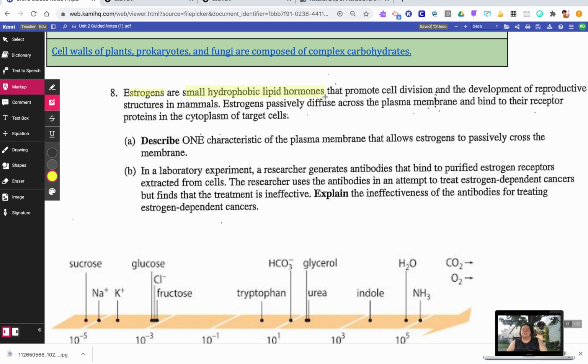What estrogens can do, they're like growth factors. So they're involved in cell signaling. They're hormones. They tell the cells to do things. And one of the things that they do is promote cell division and development in general.